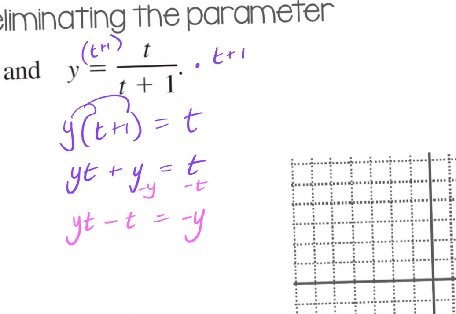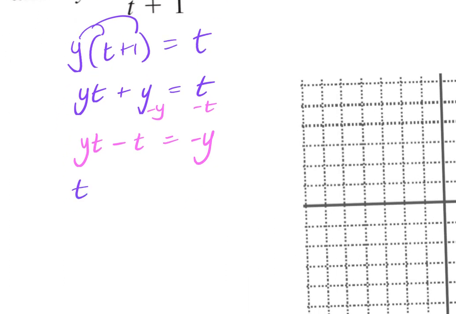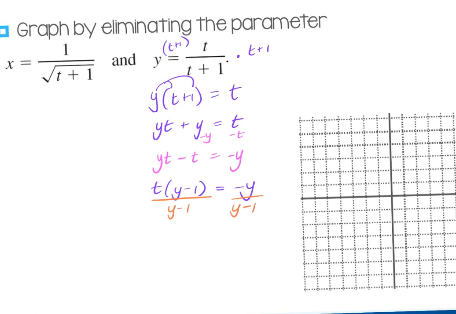I'm doing this because there's 2 terms with a t on them. Now I want to factor out that t, and I get t times y minus 1 equals negative y. And then divide both sides by y minus 1. I'm isolating the t. So t equals negative y over y minus 1. And that whole thing can go in like that. I could have separated it into 2 parts. There's a lot of different ways to do this, okay? But now that has to go into here.